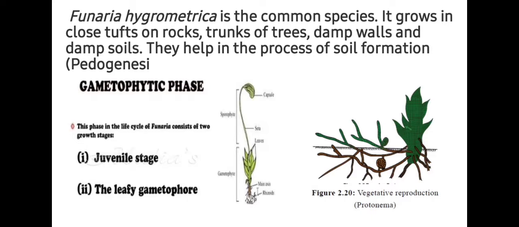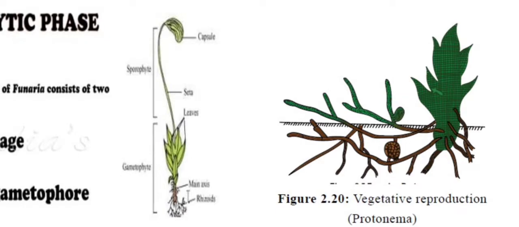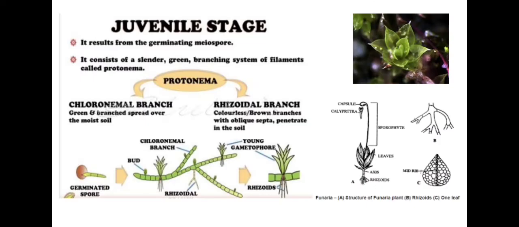The mature plant comprises two phases, the gametophytic phase and the sporophytic phase. The gametophytic phase further comprises two stages, that is the juvenile stage and the leafy gametophore. So students, you can see both of these stages in this diagram. Let's know more about the juvenile stage.